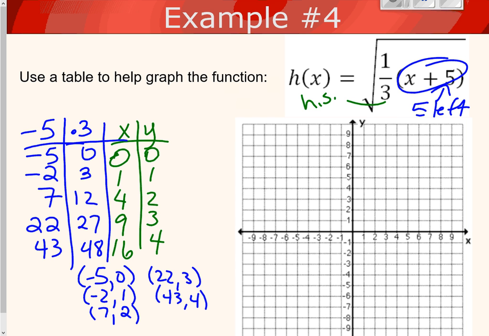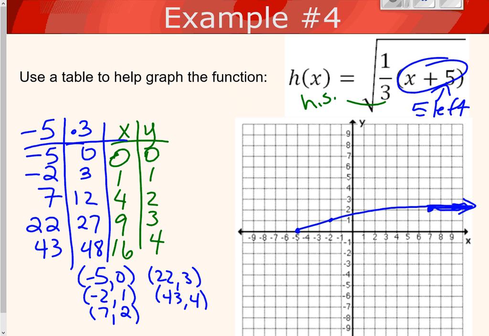Okay, so -5 and 0 is here. -2 and 1 is here. 7 and 2 is up here. So the rest of them I'm not going to get onto my graph, but that's okay because I have it here in my table of values.